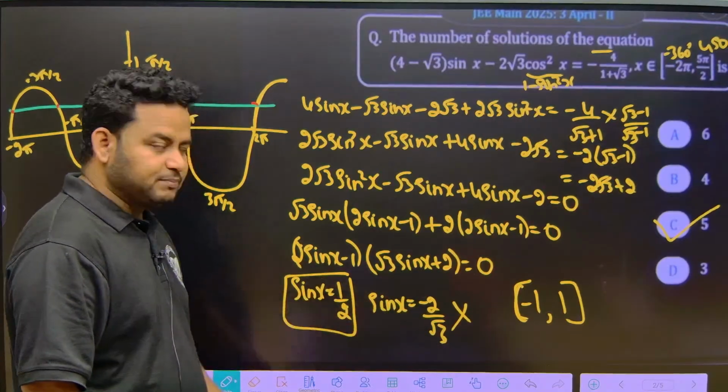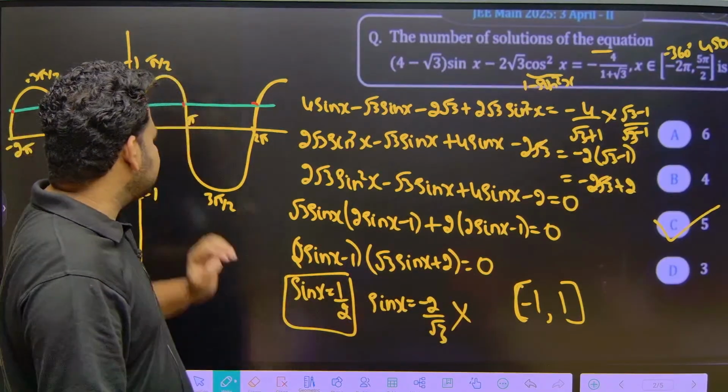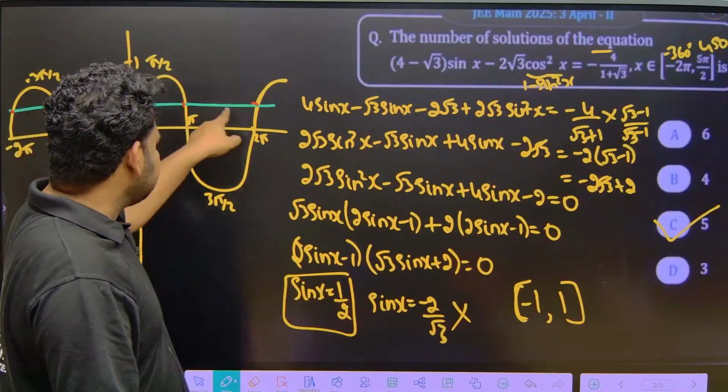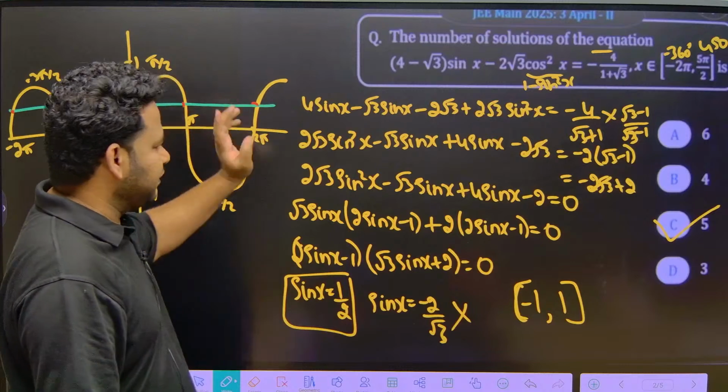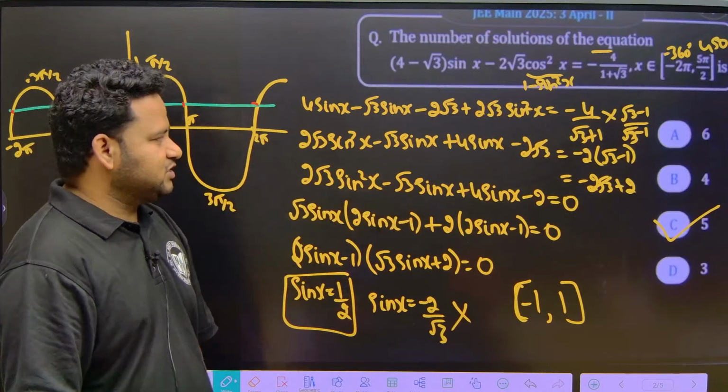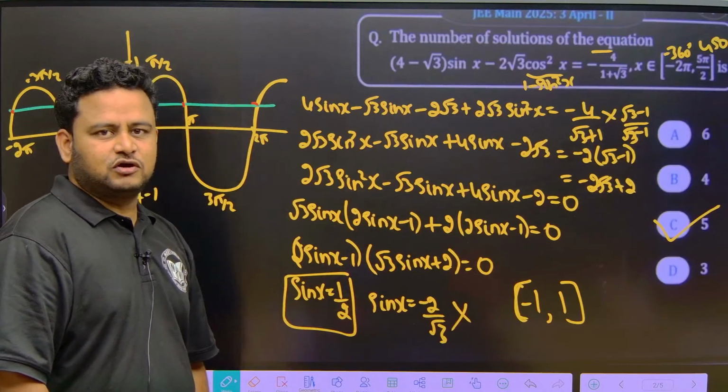Sin x is equal to 1 by 2. So we plotted the sine curve. On plotting half here, we will get the number of solutions as 1, 2, 3, 4, 5. So the number of solutions is 5 solutions, friends. Clear? So we got to solve this question.